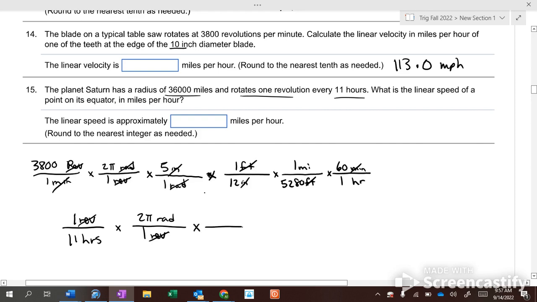I need to get rid of my radians with radius. And I know there's 36,000 miles in my 1 radius. So radius and radians cancel. So I have miles per hour. Hey, that's what I want. 2 times pi times 36,000 divided by 11. To the nearest integer, nearest whole number.